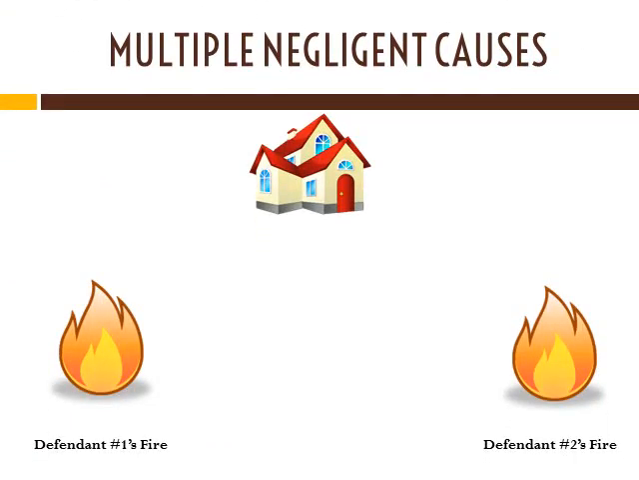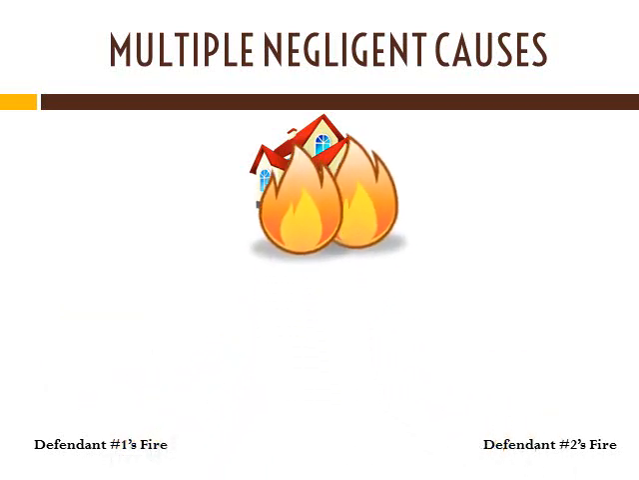Okay, so now let's say we've got two defendants. Both of them negligently started fires. And both those fires merged and got to the plaintiff's property at the same time. Now, plaintiff's in a situation because he can't show that either fire was the but-for cause of the house burning down.